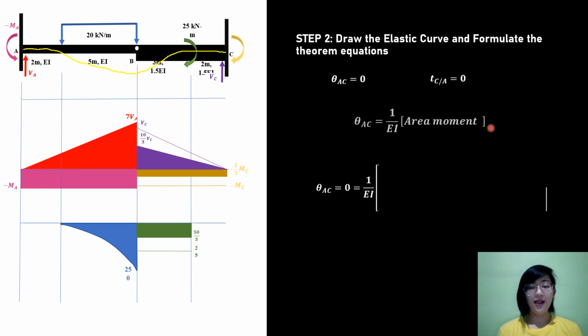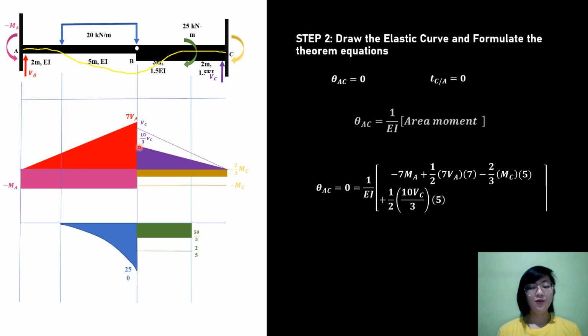Theta AC, ito yung formula, equals 1 over EI times yung area moment lang. So, let's start. Sa MA, this one is a rectangular shape. So, negative MA times yung length, which is 7. So, we have negative 7 MA. Next is the VA naman. It's a triangle. So, 1/2 times 7 VA times yung length, which is 7. Next is the MC naman. It's rectangular. So, negative 2 over 3 MC times yung distance, which is 5.